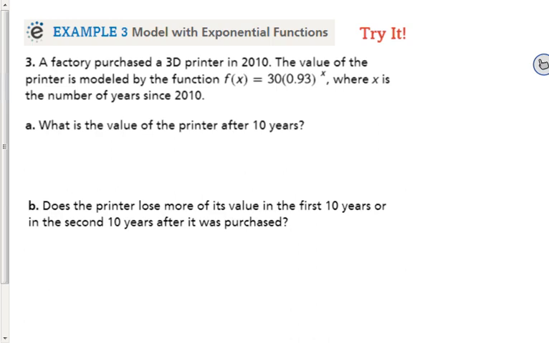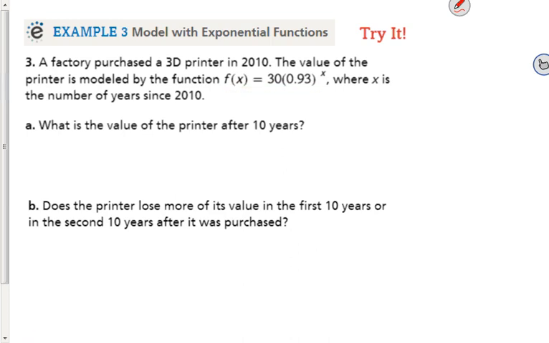Okay, so we're looking at example 3, the try it. We know the try its in the books are just like additional examples. This example says a factory purchased a 3D printer in 2010. The value of the printer is modeled by the function f of x equals 30 times 0.93 raised to the power x, where x is the number of years since 2010. So obviously this is the exponential function that we're going to be using here.